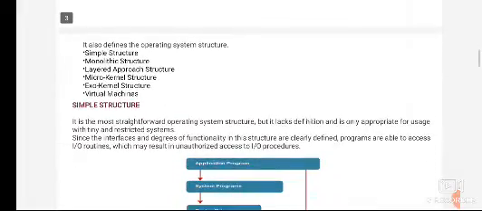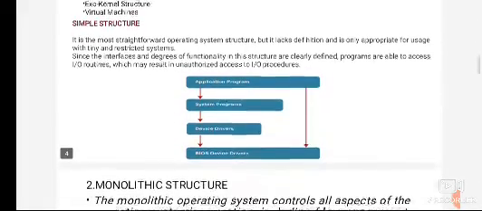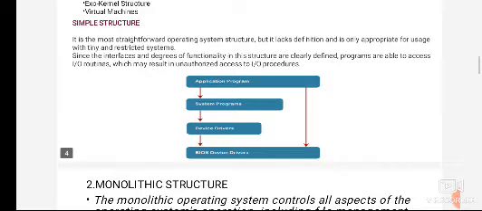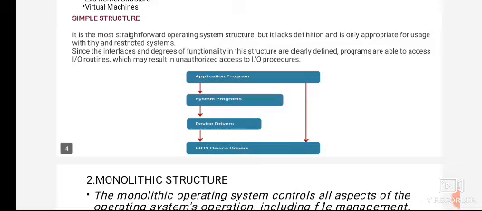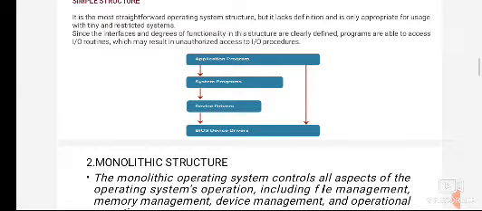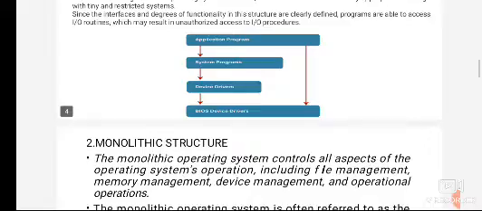It also defines the operating system structures, that is simple structure, monolithic structure, layered approach structure, microkernel structure, exokernel structure and virtual machine. The first one is simple structure. It is the most straightforward operating system structure, but it lacks definition and is only appropriate for usage with tiny and restricted systems. Since the interface and degree of functionality in this structure are not clearly defined, programs are able to access input and output routines, which may result in unauthorized access to I/O procedures. This is the basic structure of simple structure, that is application program, system programs, device drivers and BIOS, basic input and output device drivers.